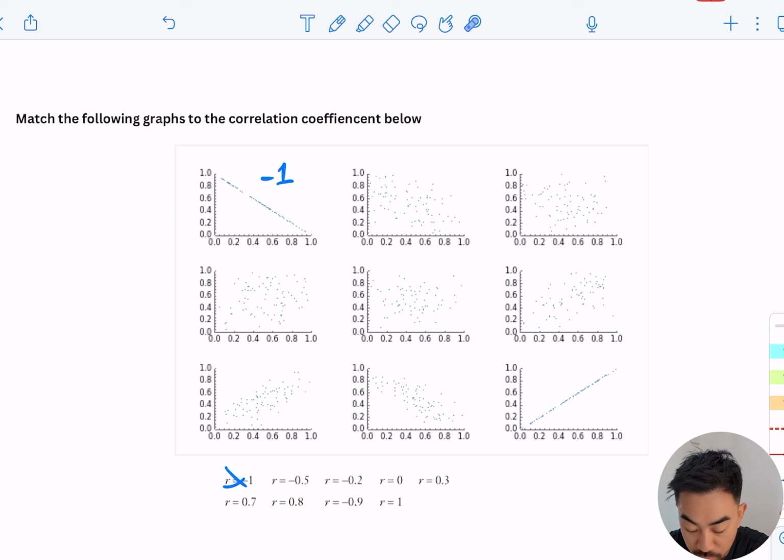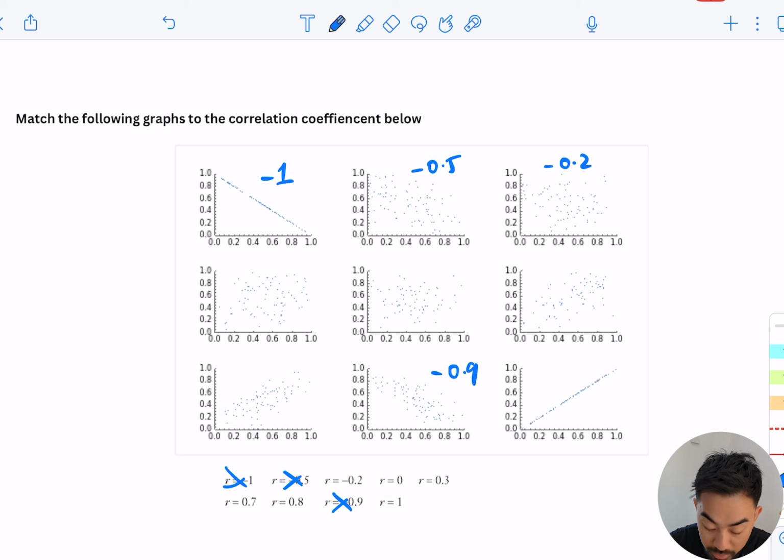Let's just scan to see if we have any stronger negative ones. This one here jumps out to me. It's in a negative direction, and the dots, I would say, are much closer than this one here. So I'm going to assign this one to be -0.9. And then this one can be -0.5. Cross those out there. Now, which other ones are in the negative direction? I think this one here, you can see the majority of the dots moving lower. So I think that one is going to have a correlation coefficient of -0.2. So in the negative, but pretty weak.